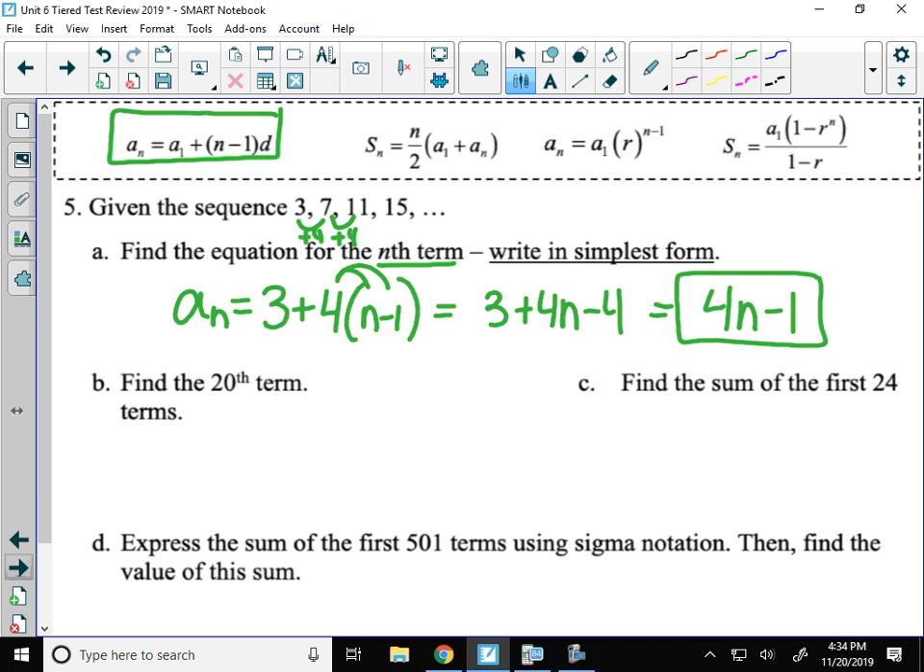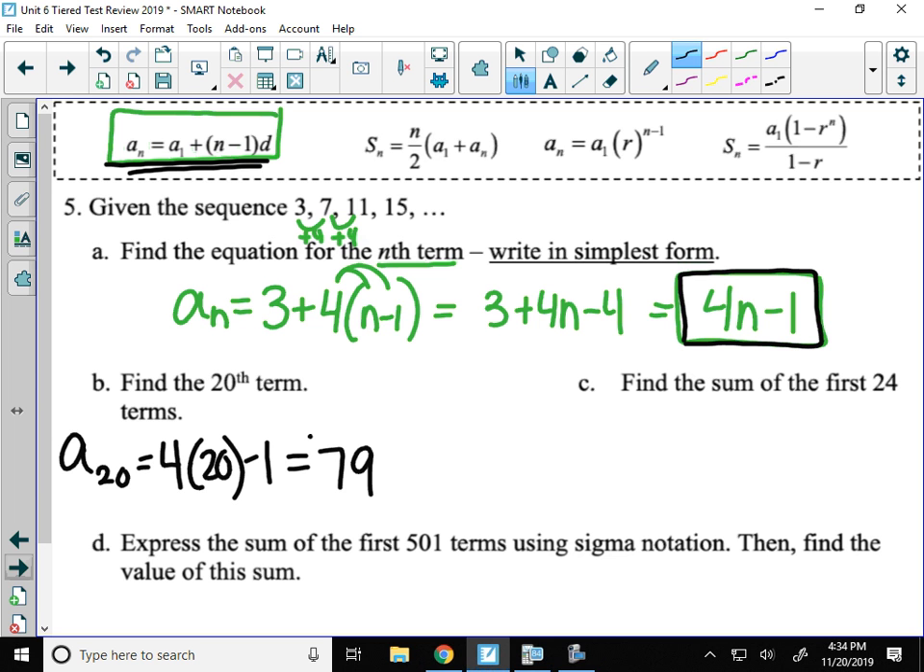Now I'm going to use that in parts B and C. So in part B it says find the 20th term. The nice thing about that, if I'm finding a sub 20, yes, I could go back up and use the whole formula, but I just found a formula specific to this equation, so I'm going to use it. 4 times 20 minus 1. 80 minus 1 is 79. So the 20th term in this pattern is 79.